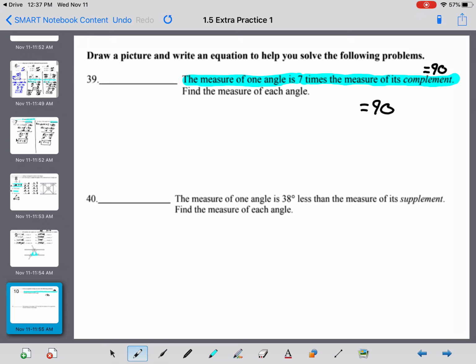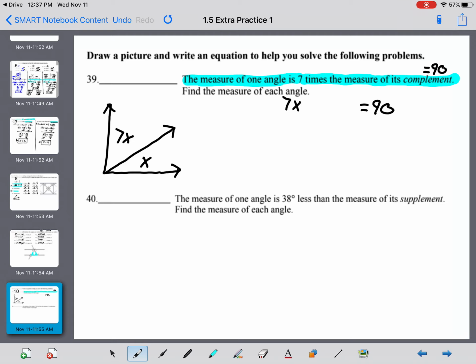Now, if we have 2 separate angles, let's start drawing our picture. We know a 90-degree angle, or complementary, is going to look like this. So one of the angles is 7 times the measure of the other. So let's call the first angle x. If the other angle is 7 times the first one, that would be 7x.